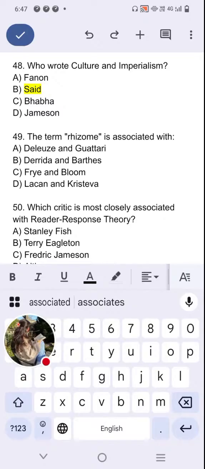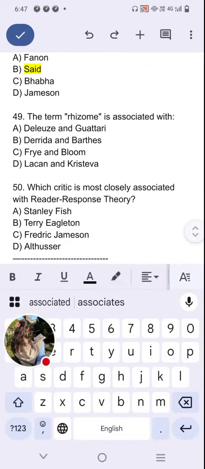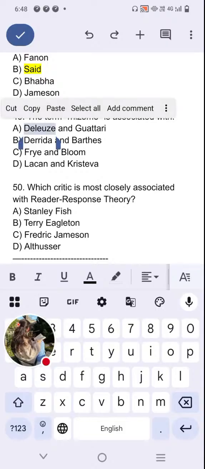Second last question. The term rhizome is associated with who among the following? Deleuze and Guattari, Derrida and Barthes, Frye and Bloom, Lacan and Kristeva. Who coined the term rhizome? Again, this was new information for me. I'm being completely honest. I didn't know the answer, and I'm glad I included this question because these are the kind of questions that could cause confusion to us, especially if you don't know the term or who coined it. But if you know the answer, do let me know in the comment section. And the right answer is option A, Deleuze and Guattari.